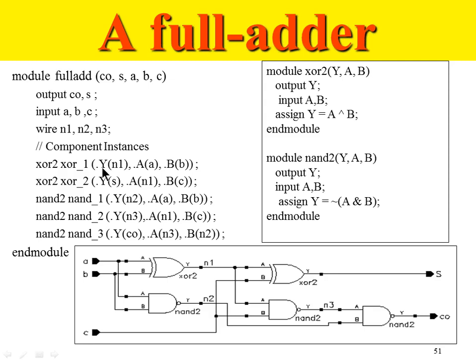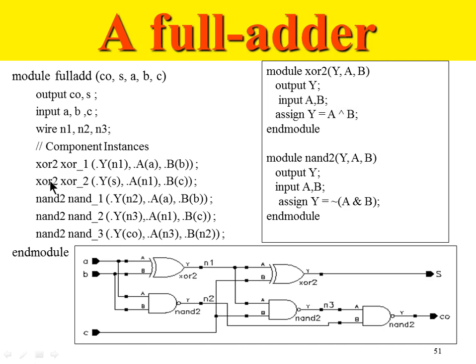So .Y goes to N1 local wire here. .A goes to local A port here. .B goes to local B port here. We're talking about this XOR gate in the bottom circuit that you see here. This is the first instance of the XOR gate.